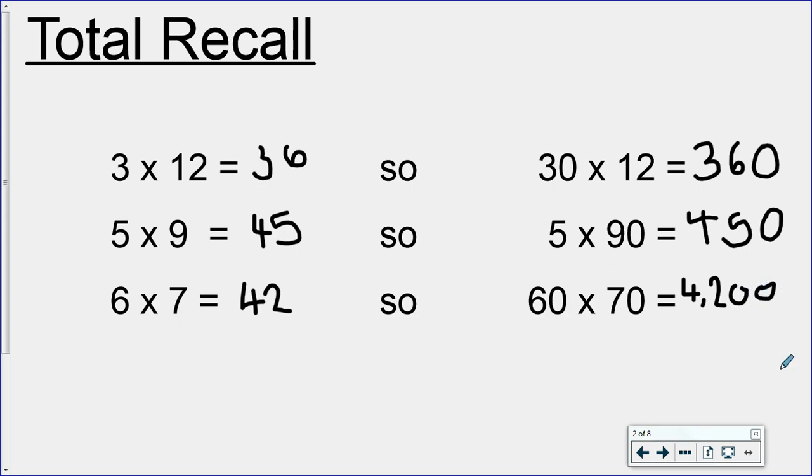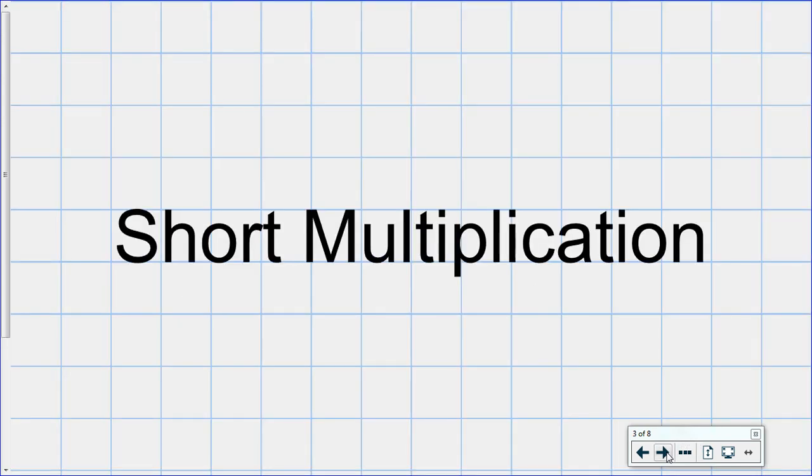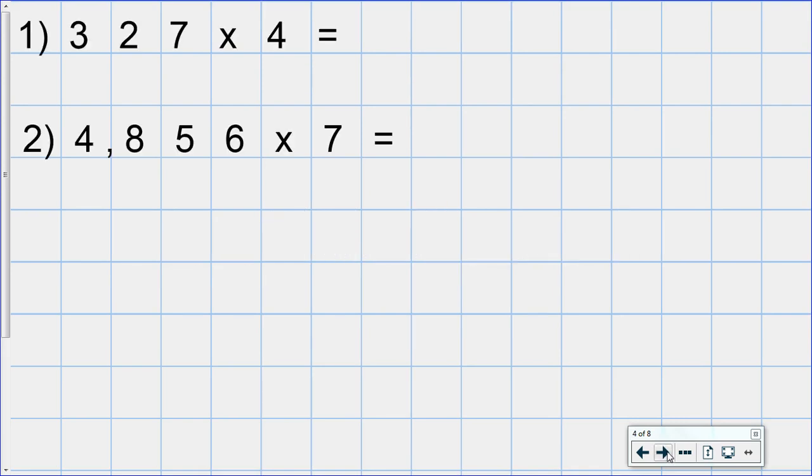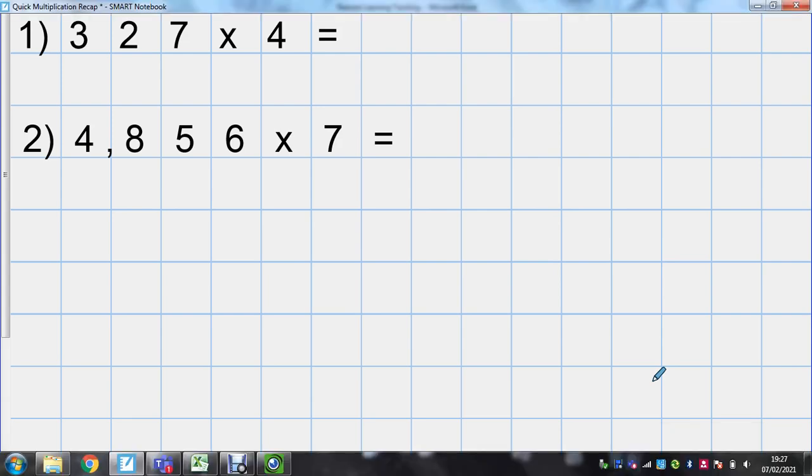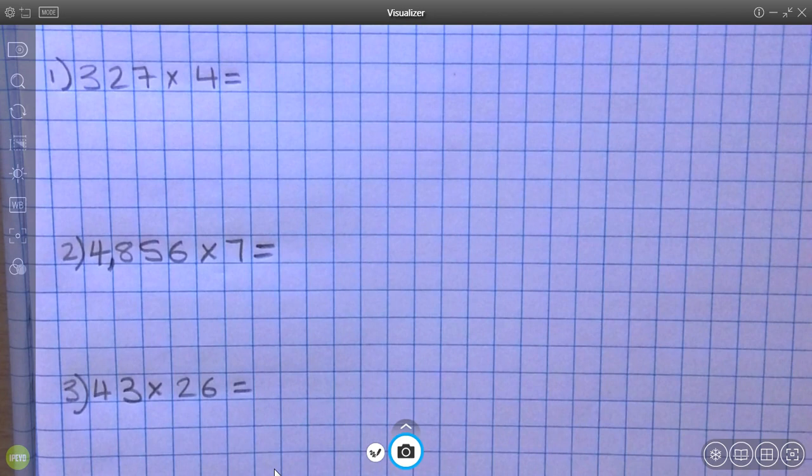So well done if you got those. On to today's lesson then. I'm going to start by modelling 2 short multiplication questions. I'm then going to move on to some long multiplication. But let's start with our short multiplication first. So I'm going to complete 327 times 4 and 4,856 times 7. And I'm going to model these in my book.